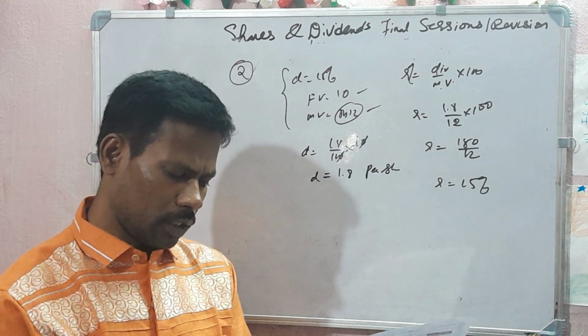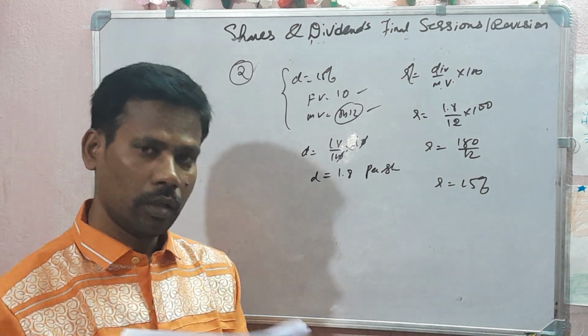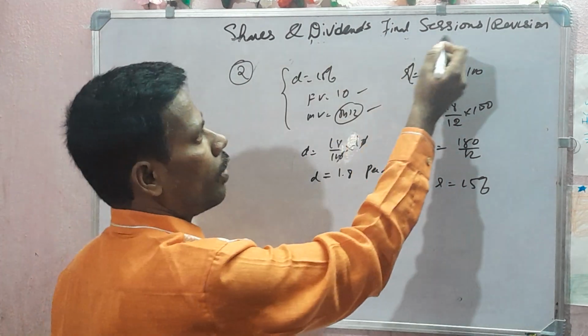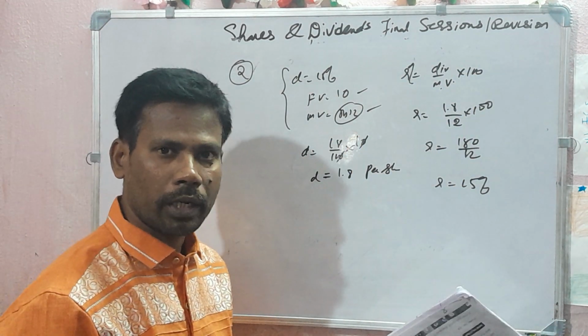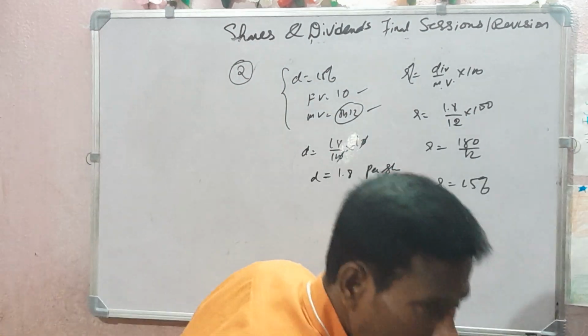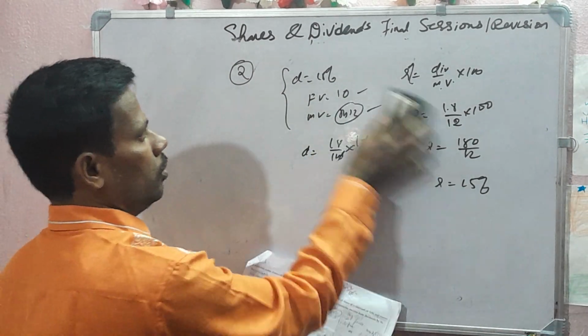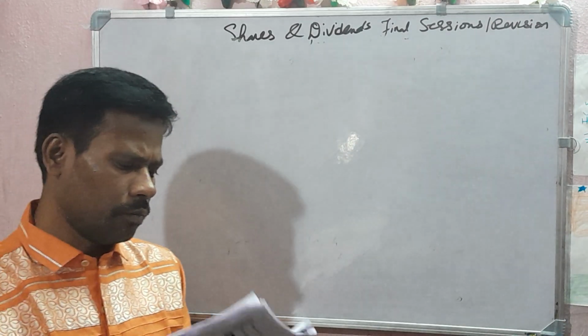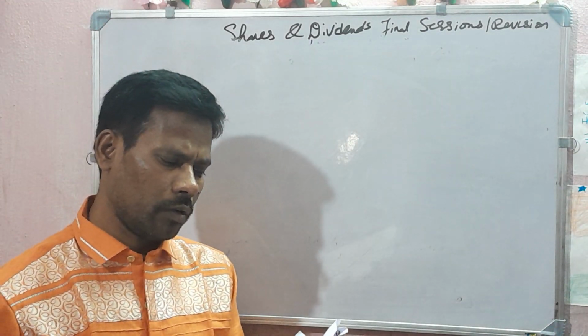And the next question is question number 6. Since we are at the end of the session, and I have already written shares and dividend in the final session, I am explaining a little bit fast and writing the steps directly, so there is no confusion. Question number 6.